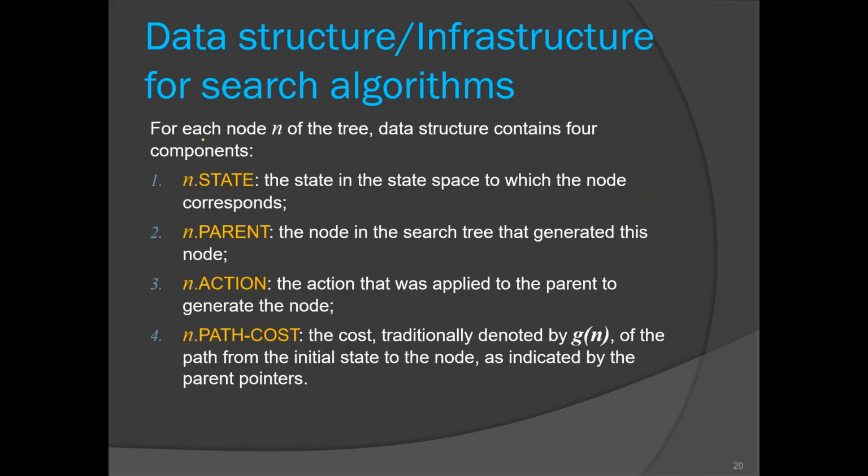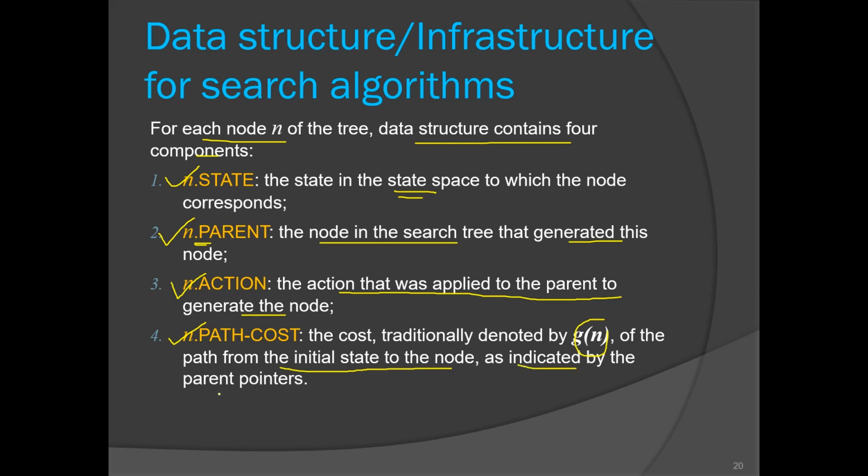For each node n of the tree, the data structure contains 4 components. What is the state of that node? n.state, where n is our node, is the state in the state space to which the node corresponds. n.parent is the node in the search tree that generated this node. n.action is the action that was applied to the parent to generate the node. n.path_cost, traditionally denoted by g(n), is the cost of the path from the initial state to the node, as indicated by the parent pointers.